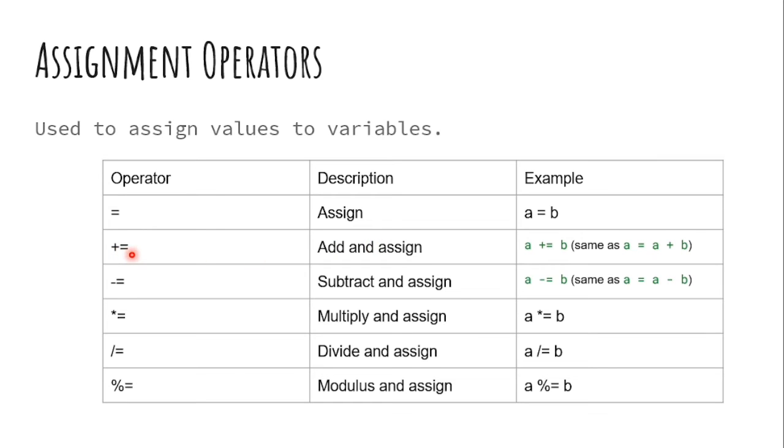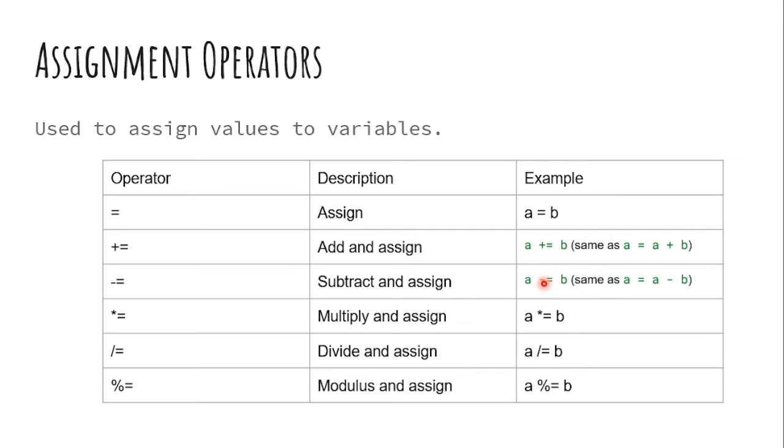And the plus equal to sign is used to add and assign the value. It's the same as this, where you add both values, and after adding, the result is held by A and assigned to A. For example, the A value is 2 and the B value is 3. After adding, it becomes 5, and the 5 is assigned to A.